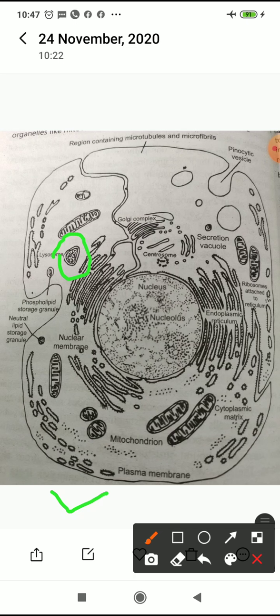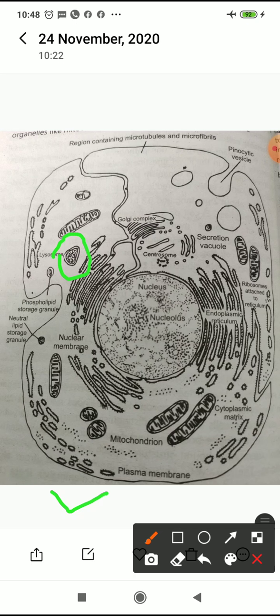So lysosomes were first isolated by Christian de Duve. De Duve was the first to observe such cell particles which have centrifugal properties intermediate between those of mitochondria and ribosomes.